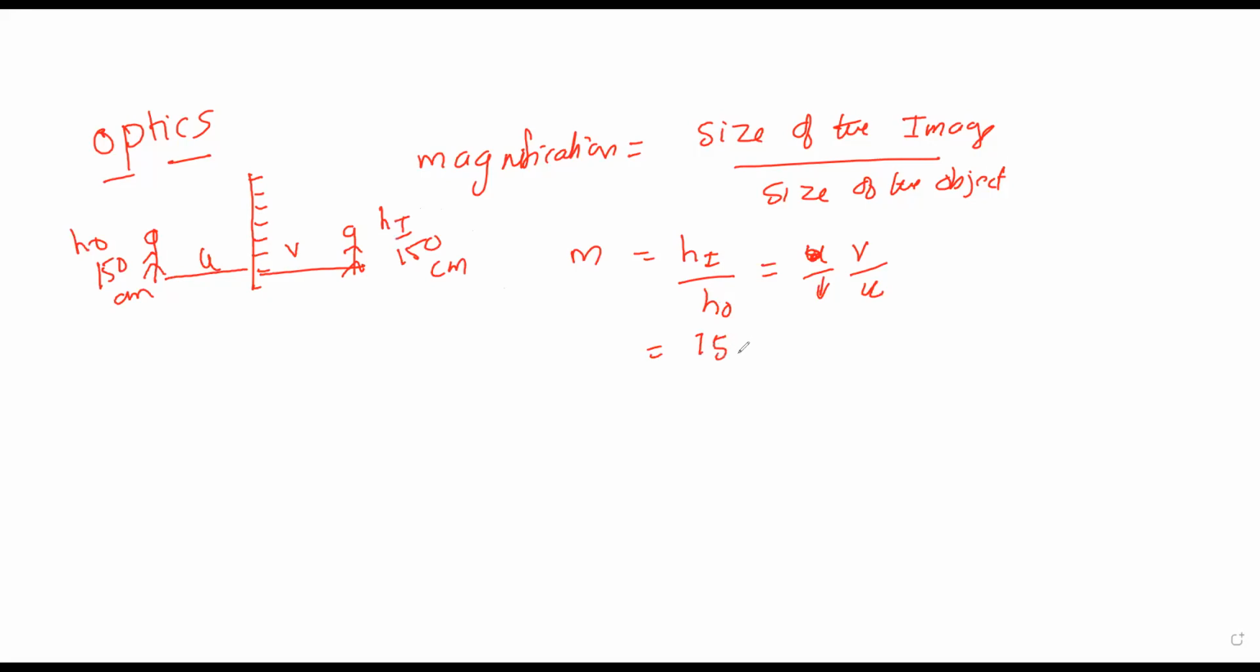Now height of the image is 150, height of the object is also 150. What will happen? It will cancel. You will get a magnification of plus 1, which is also called unity. Okay, so in case of the plane mirror, magnification is always 1. It won't magnify anything. But in case of the spherical mirrors, like curved mirrors, the magnification will vary. So next concept based on spherical mirror, that time we are going to discuss for spherical mirrors, it is not equal to 1. It will be less than 1 and it will be greater than 1. So we are going to discuss those conditions.